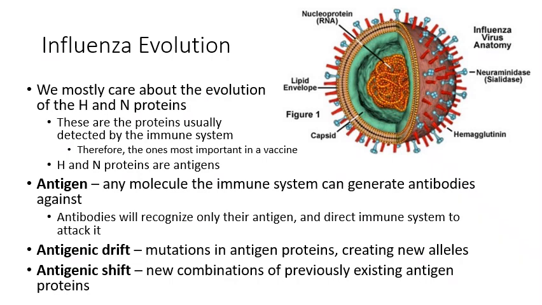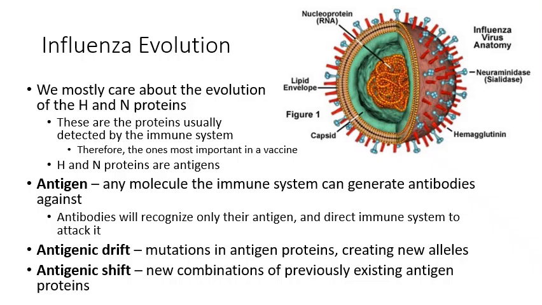And when the H and N proteins mutate, when they gain mutations and start to look different from the old versions, then it can become possible that the immune system doesn't recognize them anymore. So there's two trends in influenza evolution, which are antigenic drift and antigenic shift. In antigenic drift, you have normal mutations coming about in the H and N proteins, or I should say in the genes for those proteins, which create new alleles for those genes, and therefore new versions of the proteins. And if those new versions are different enough from the old versions, then the immune system can't recognize them anymore.